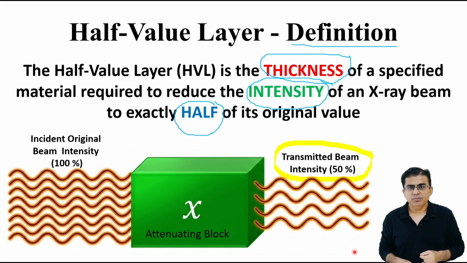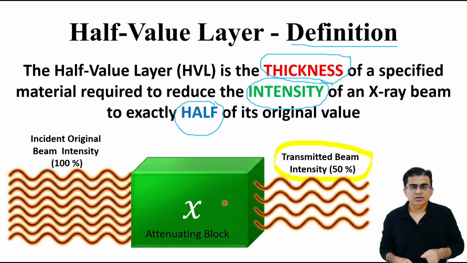The very first important word is thickness. This is a physical thickness that we measure in millimeter or centimeter of a shielding material. We actively use this measured thickness as a direct clinical proxy to know the true penetrating power of our beam.